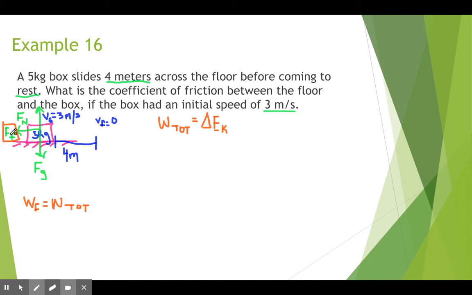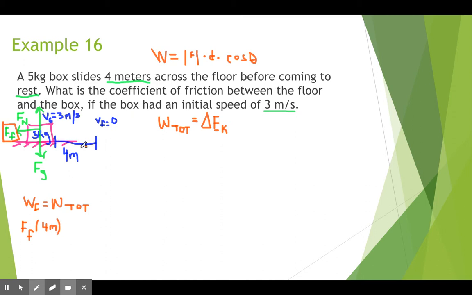And the work done by friction, we know that work is the dot product of the force times the displacement times the cosine of theta. I'm going to write the equation up here: work is the magnitude of the force times the displacement times the cosine of the angle between the two vectors. Okay, so our force here is the force of friction. Our displacement is 4 meters.